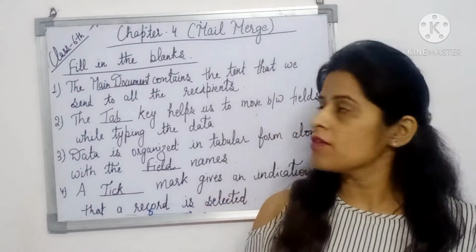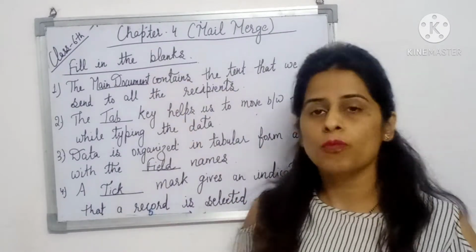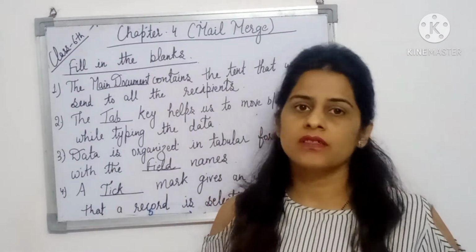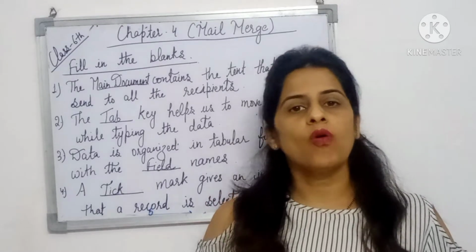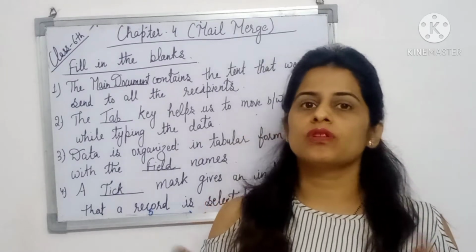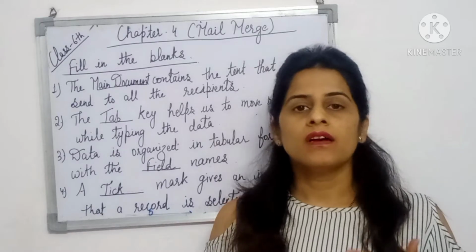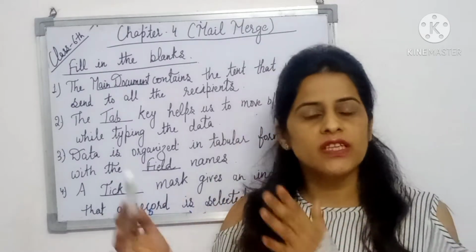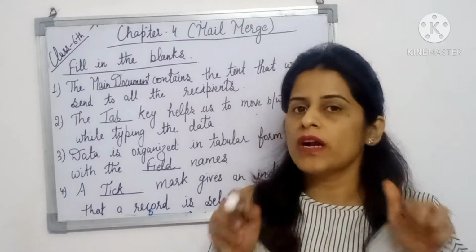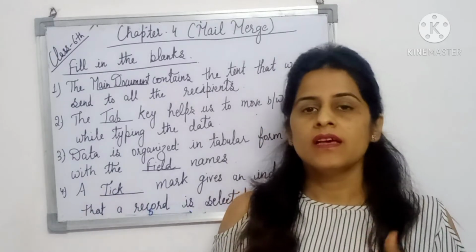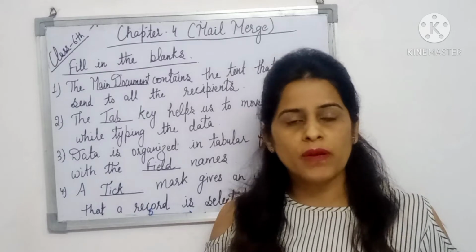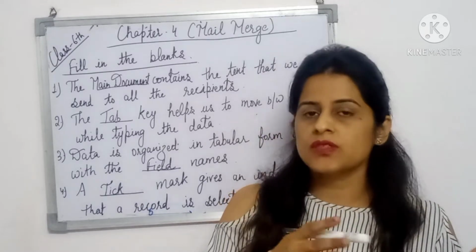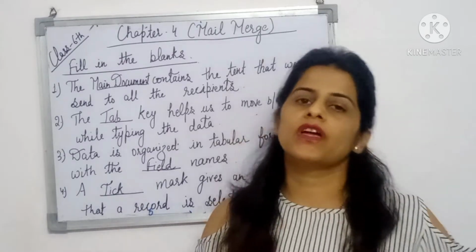In that video, we have started our chapter 4, mail merge. In mail merge, we have done how we can send the same document to various persons who are living at different places, and how we can merge their names and addresses with the one document, and how we can send the same document to the various persons with a different name on the envelope.